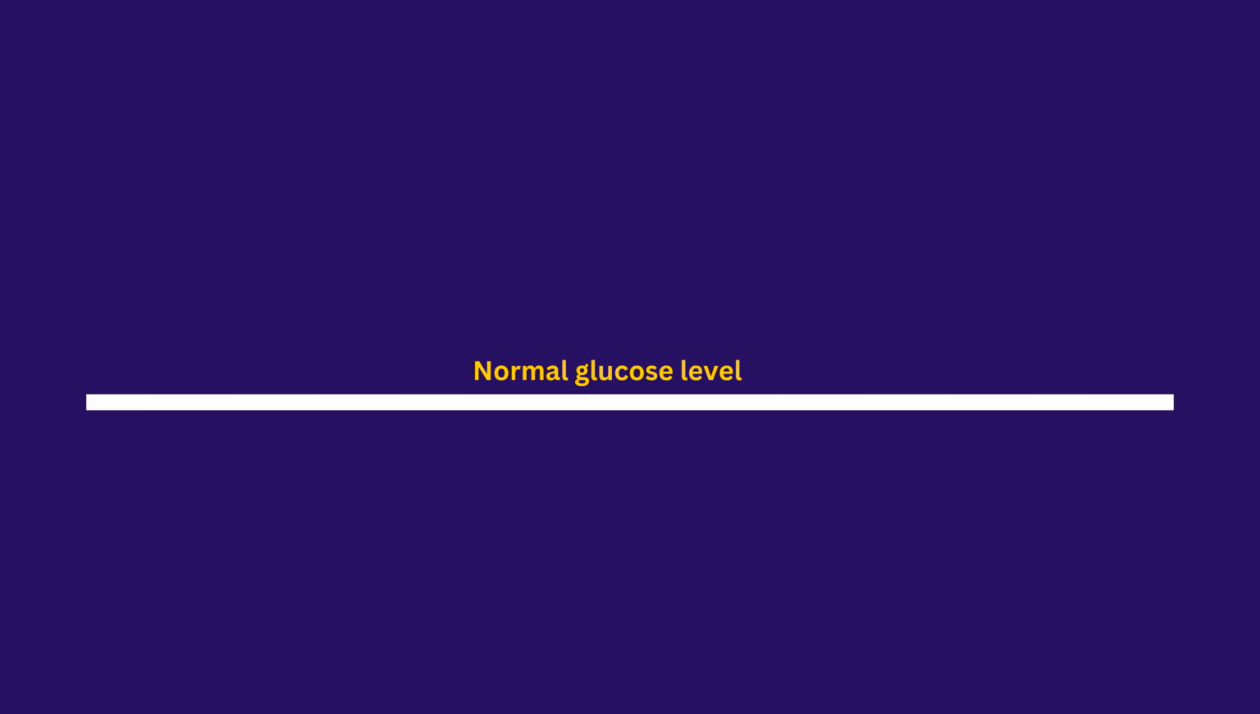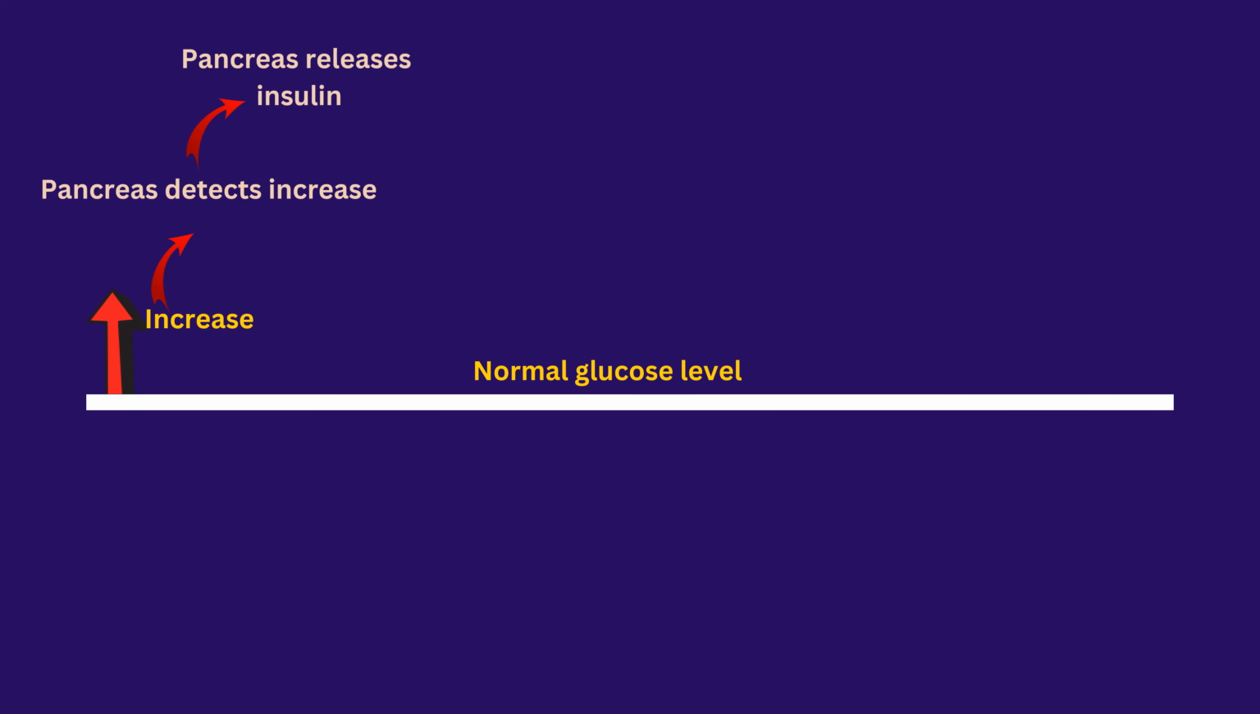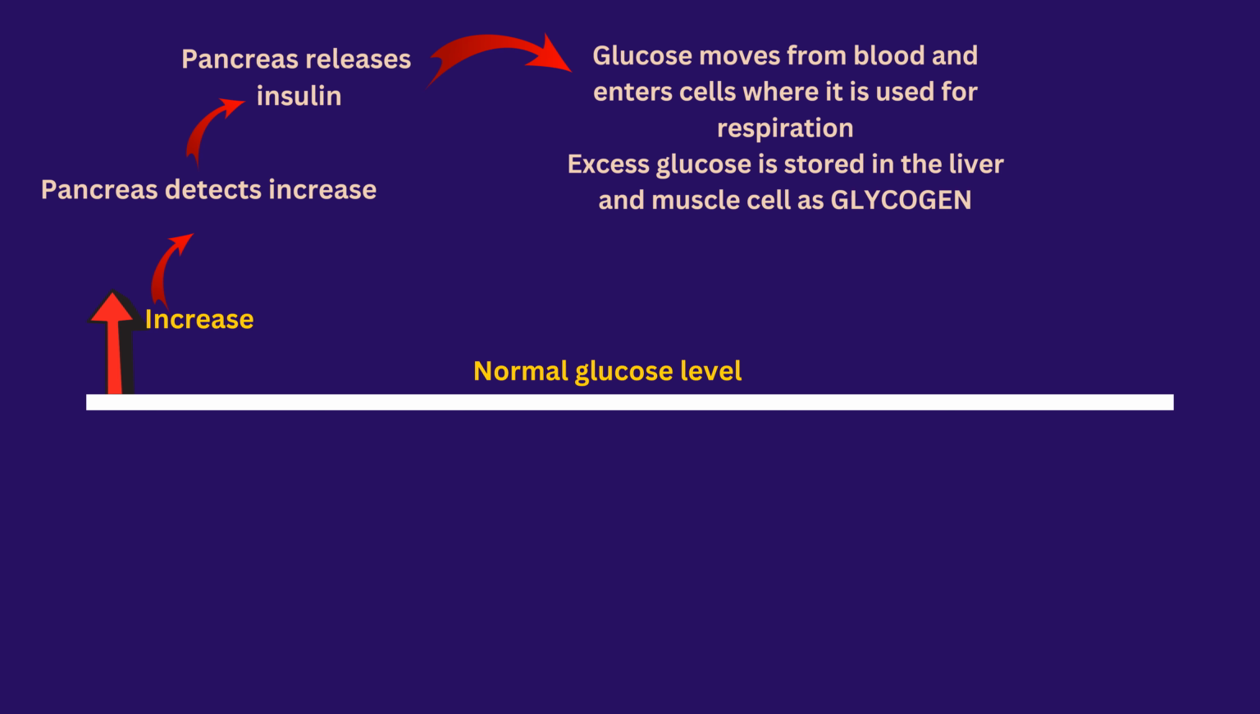Let us now look at a summary of blood glucose regulation. This line represents normal glucose level. If the blood glucose level were to increase above the normal, the pancreas will detect this increase. The pancreas will release a hormone that is called insulin. Insulin causes glucose to move from the blood and enter cells for respiration. Excess glucose is stored in the liver and the muscle cells as glycogen. This entire action will cause the blood glucose level to fall and go back to the normal level.